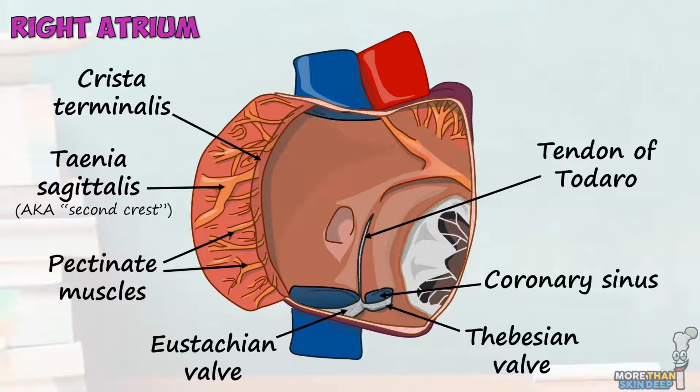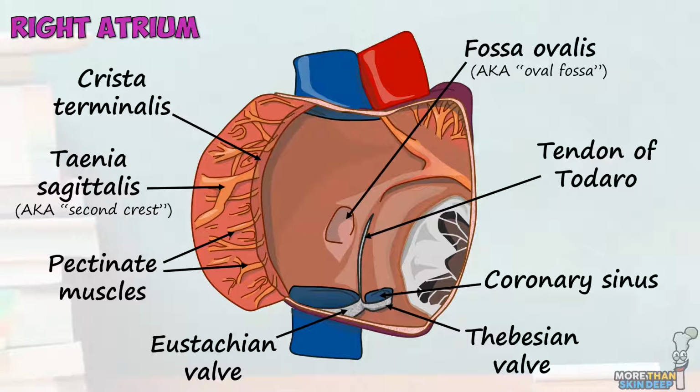The smooth septal wall separates the right and left atria. Very noticeable on this wall is the indented fossa ovalis, which is the remnant of part of the foramen ovale, which allows blood to pass directly into the systemic circulation during fetal life.